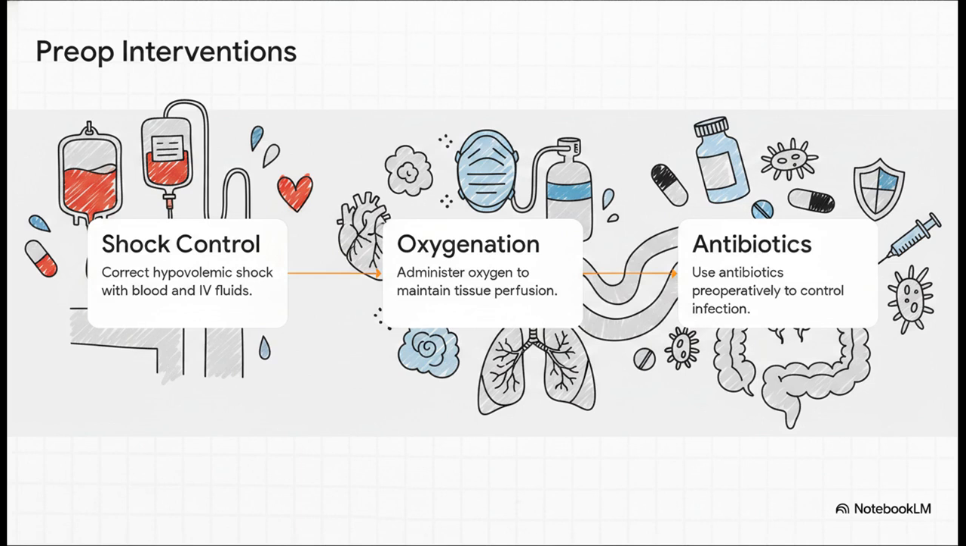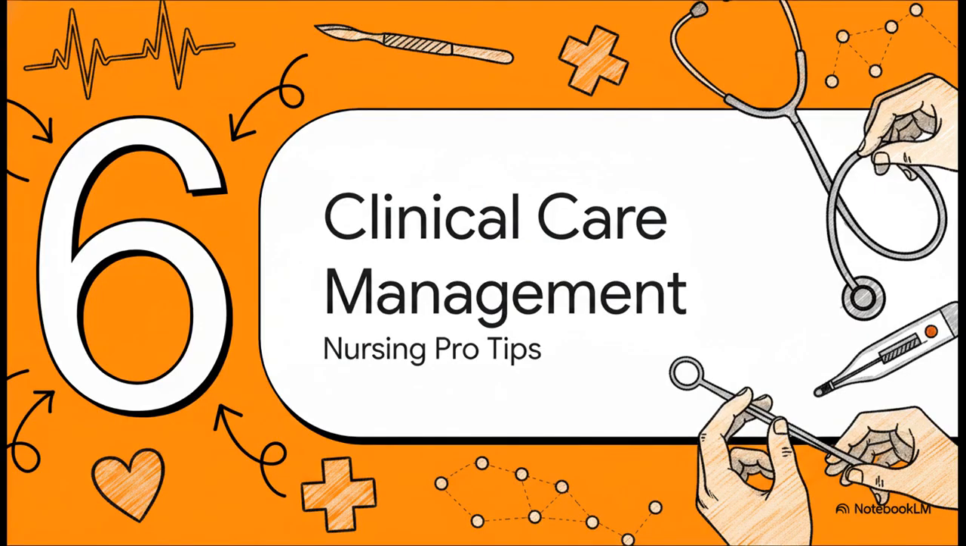Step 2 is making sure tissue oxygenation is adequate, so we administer oxygen. And Step 3, utilizing preoperative antibiotics to aggressively prevent or control infection. It's only after those fluid and electrolyte imbalances are corrected and abdominal distension is managed that the surgery can actually proceed safely. And this brilliantly illustrates our final segment, Section 6, Essential Clinical Care Management, Nursing Pro Tips.